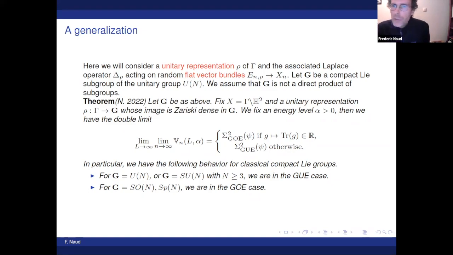So you have a bunch of assumptions. You need to assume that your representation has a Zariski dense image in G, where G is your holonomy group, and G would be a compact Lie subgroup of the unitary group. You do exactly the same thing, and the answer is very similar. It depends on the trace map. If the trace map is real valued, it's GOE, and otherwise it's GUE. So you can check with your favorite classical compact groups, and this is what you get.